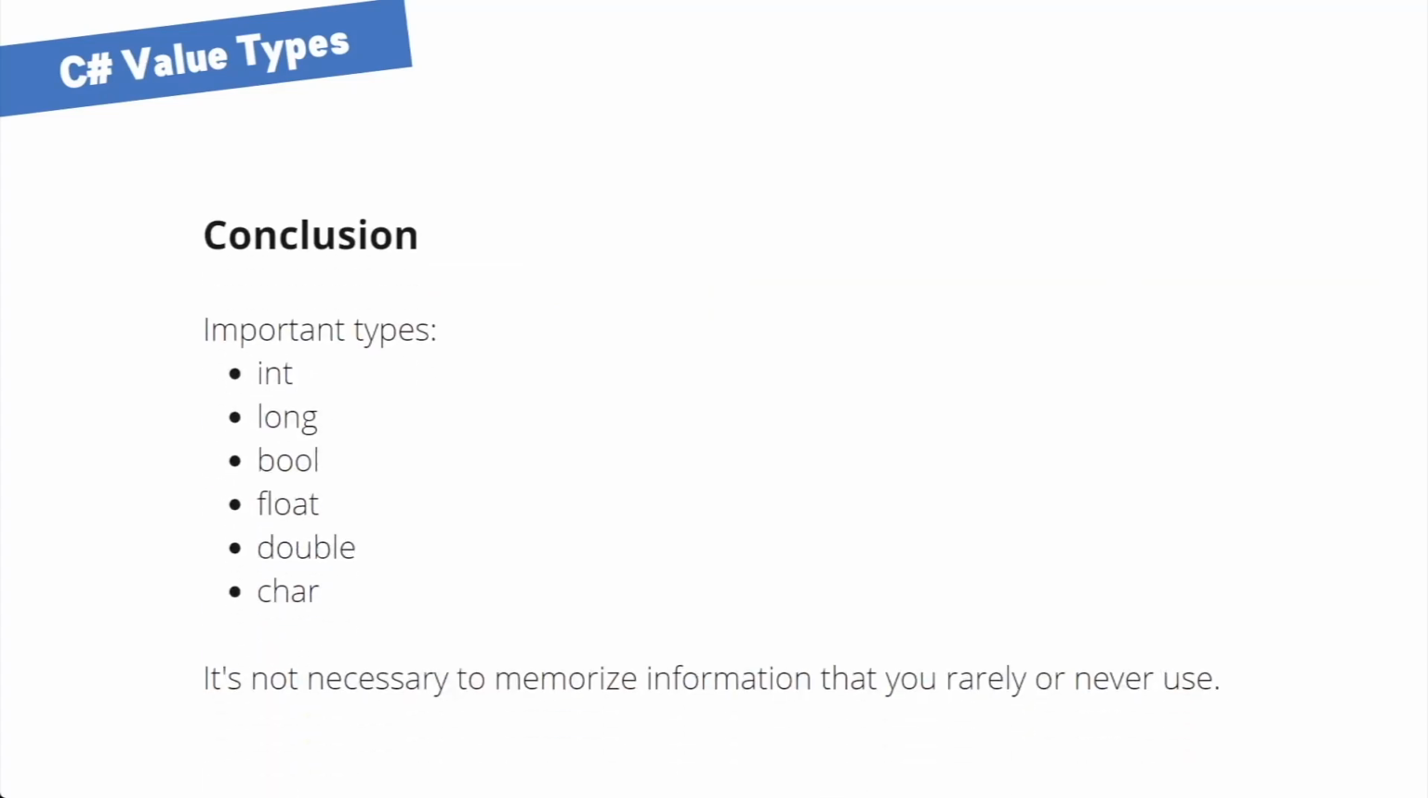We looked at 12 value types in this lesson. For me, the most important and most used value types are int, long, bool, float, double, and char. It's not necessary to memorize information that you don't regularly use. If you remember those 6 types and know which type to use in which scenario, you have already mastered 90% of them. If I find myself in a use case where I need another type, I open the documentation and look it up.